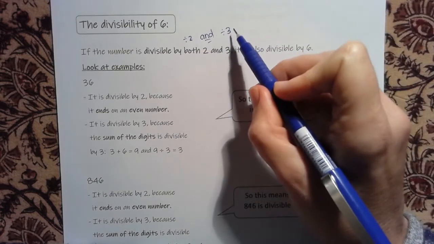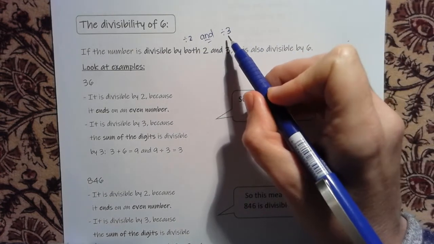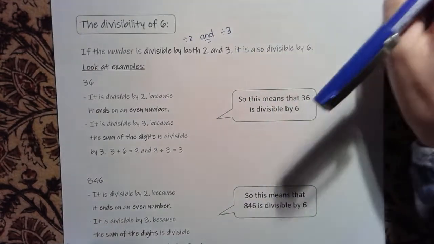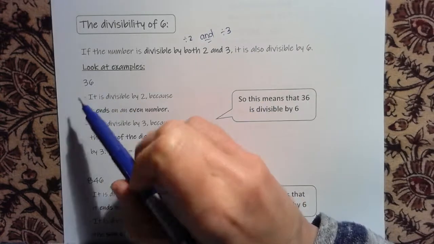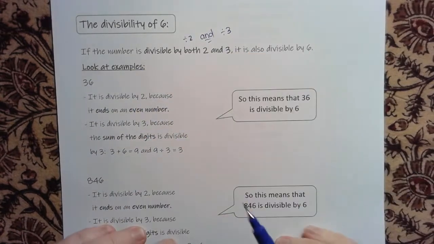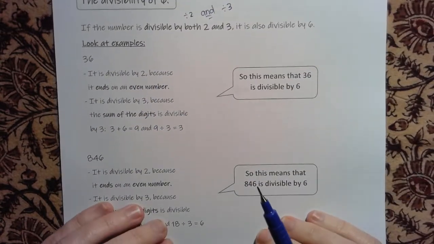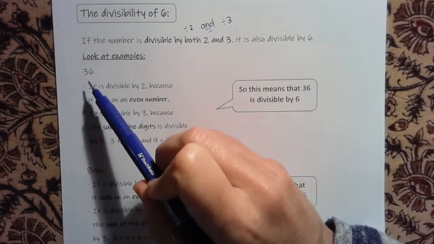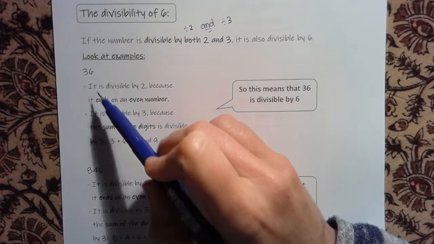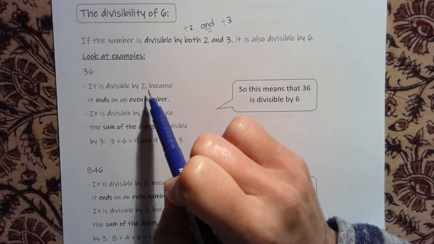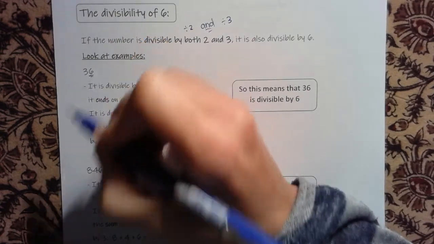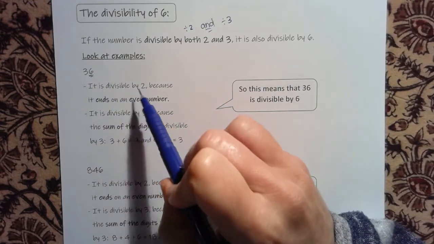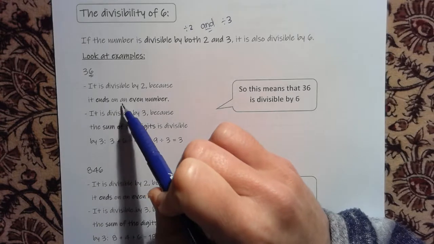How do we know a number divides by 3? If you add the digits and then your answer can divide by 3. So let's look at this example. 36. I must check whether 2 and 3 can divide into 36. First of all, I want to know if it divides by 2. Look at the last digit. Is it an even number? So it says here, it is divisible by 2 because it ends on an even number.